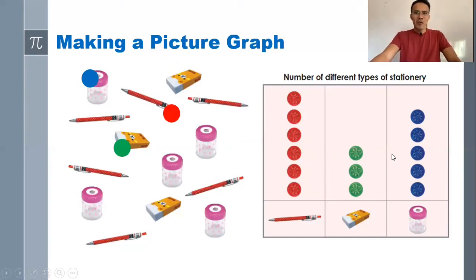Teacher, can we use other objects like paper clips, like marbles? Yeah, you can use other objects. It's up to you. Now that we already have our picture graph, we are now ready to answer questions.